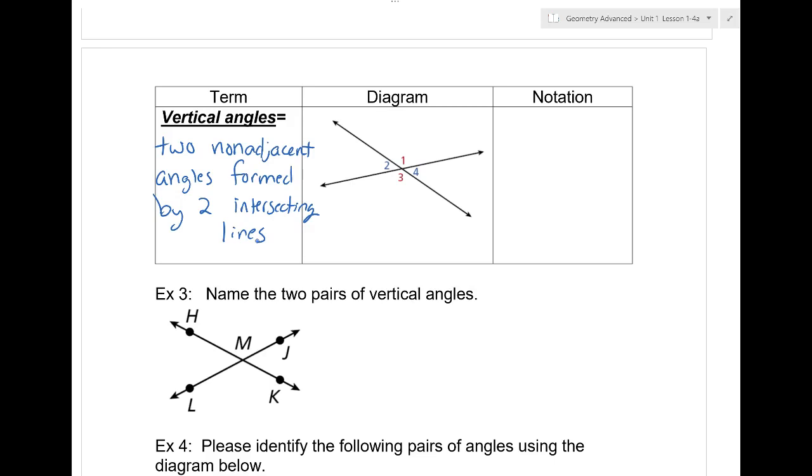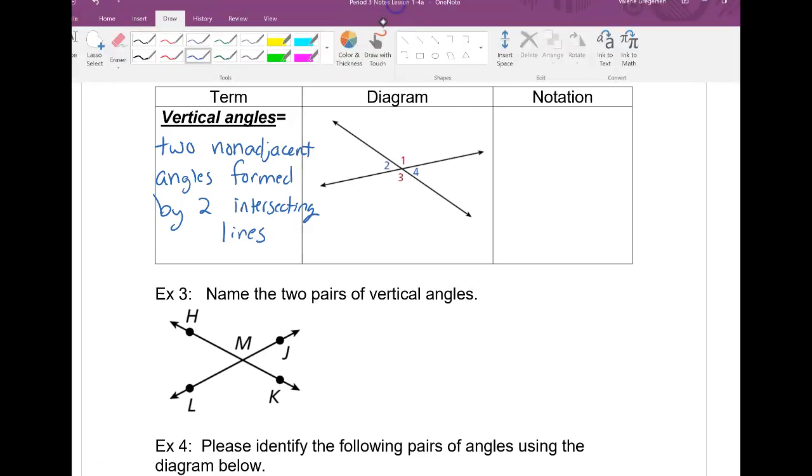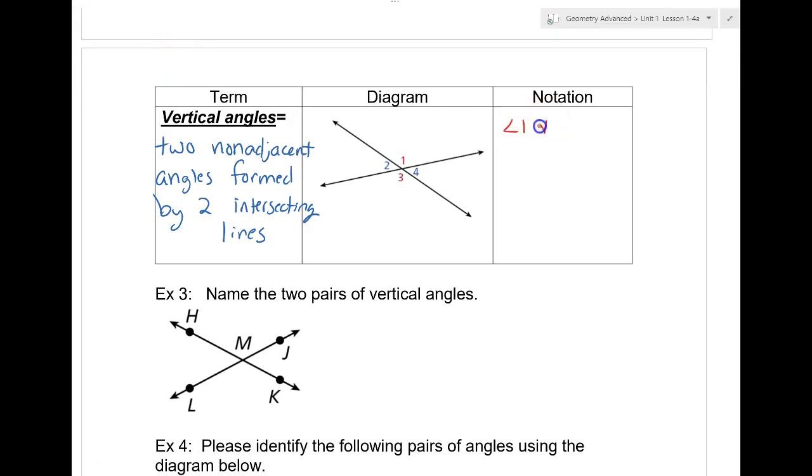Now, what do you know about angle 1 and angle 2? What's so special about them? How would we describe them? They're adjacent and they're a linear pair, right? Okay. How about 1 and 4? Same thing. They're adjacent and they're a linear pair. Well, what's the only one that it's not adjacent to? 3. So that's why I know then that angle 1 and angle 3 are vertical angles. They're formed from the same two lines, and they're the only ones that are not adjacent.